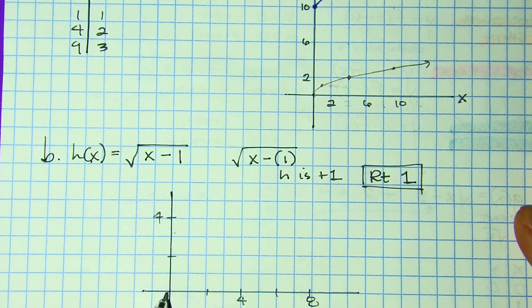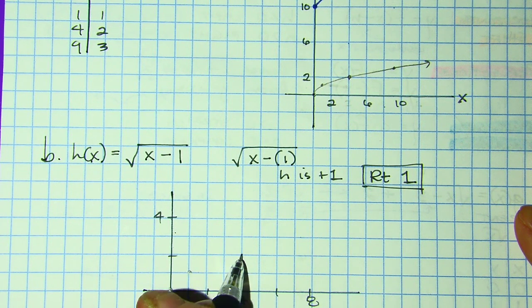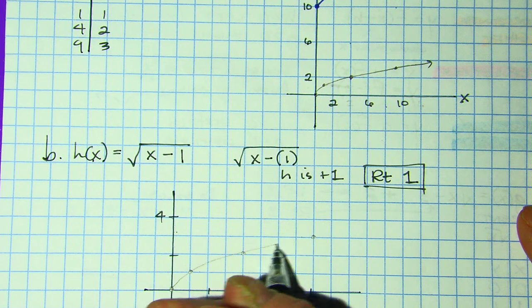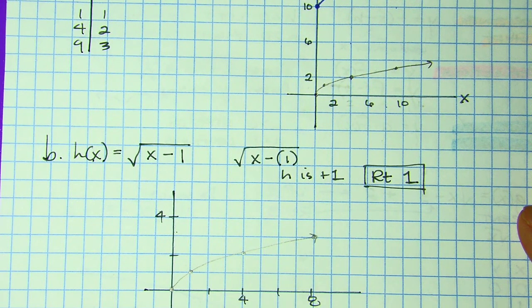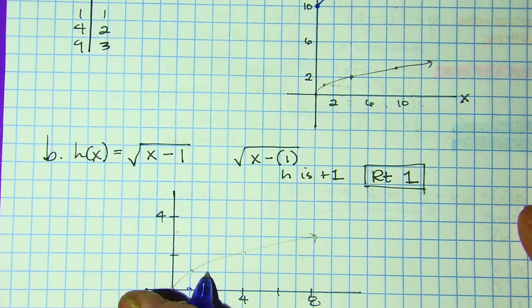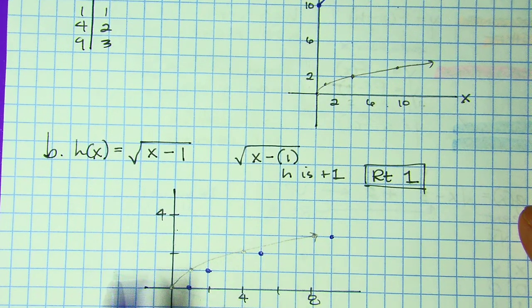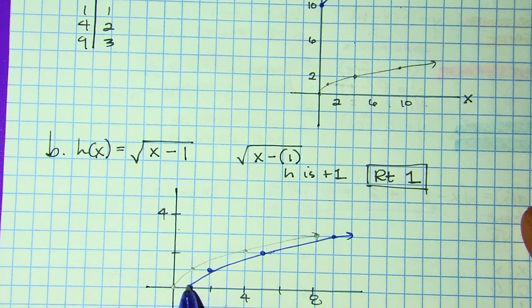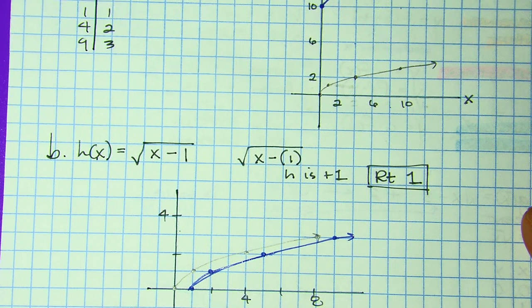So my parent function is 0, 0, 1, 1, 4, 2, 9, 3. And I'm shifting each point to the right 1. And that was it. And so there is our graph.